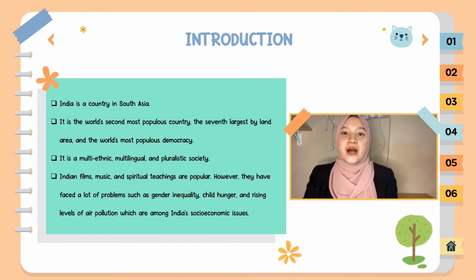So, I will explain about the introduction of inflation and unemployment in India. India is a country in South Asia. It is the world's second most populous country, the seventh largest by land area, and the world's most populous democracy. It is a multi-ethnic, multilingual, and pluralistic society. Indian films, music, and spiritual teachings are popular. However, they face a lot of problems such as gender inequality, child hunger, and rising levels of air pollution, which are among India's socio-economic issues.